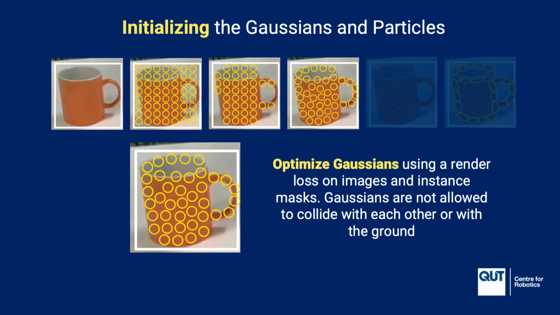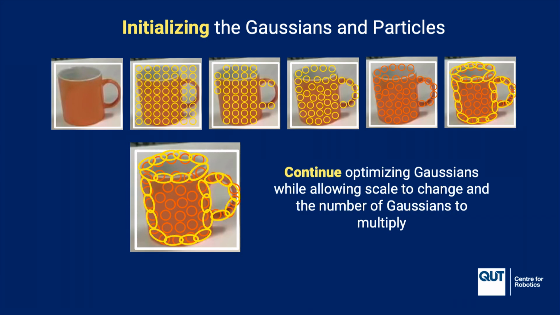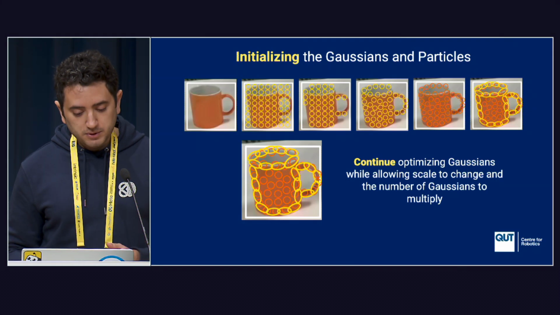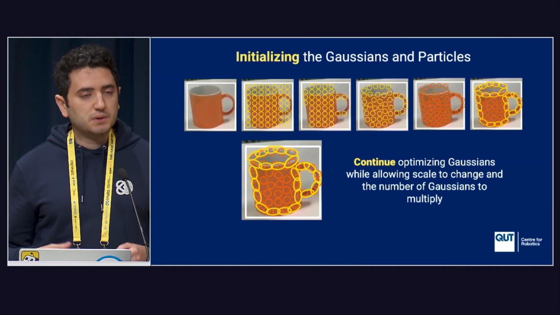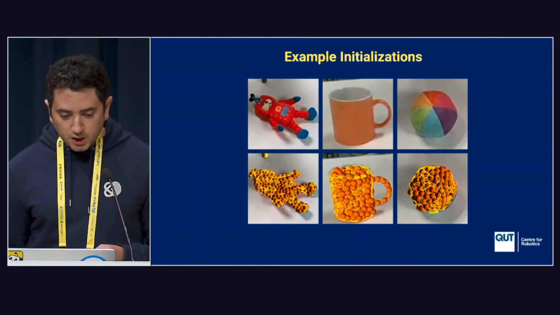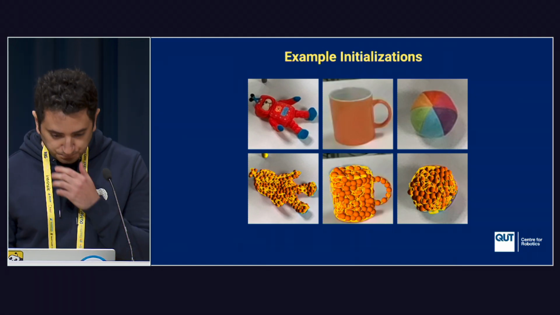We do this for a predetermined number of steps, and then wherever the Gaussians end up, we spawn particles at those locations. And the particles that belong to every object are then connected with shape matching constraints, which the physics simulator understands. And finally, we allow the Gaussians to continue training, except this time the scale is allowed to be optimized, and the densification procedure that comes with Gaussian splatting is also enabled, so the number of Gaussians can change. So here are some examples of what this initialization procedure outputs.